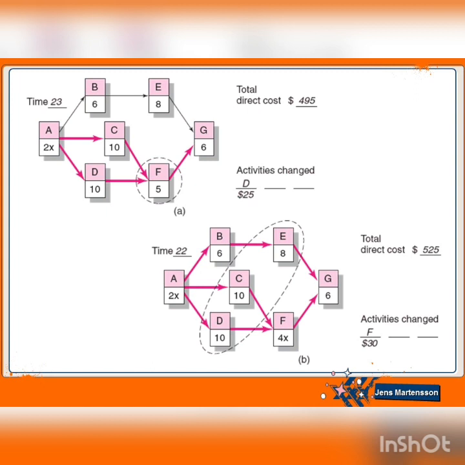If the project duration is reduced to 22 days, then activity F is reduced by 1 day. The slope cost is $30. The total direct cost is $525.